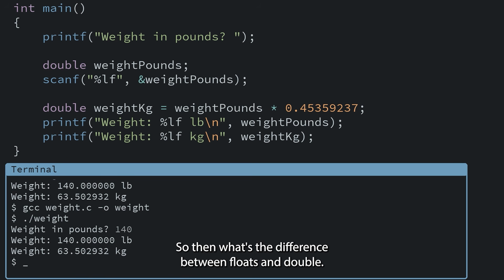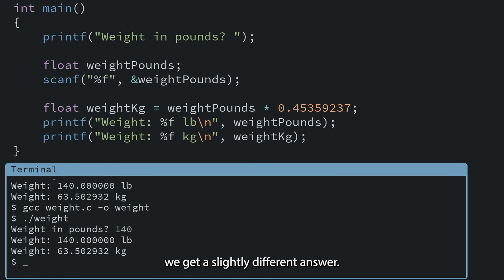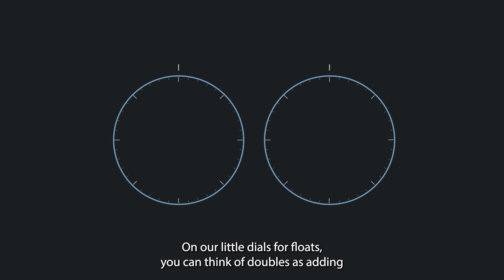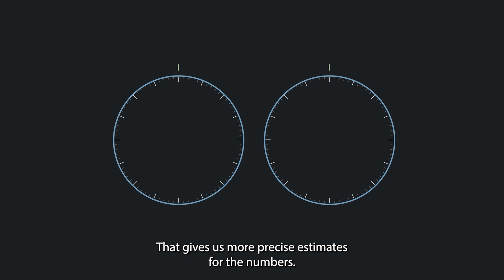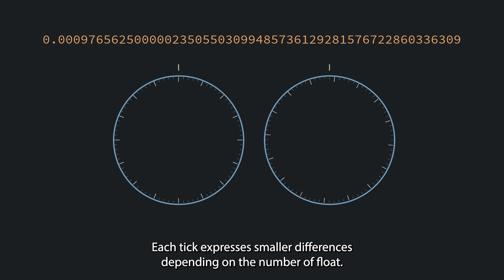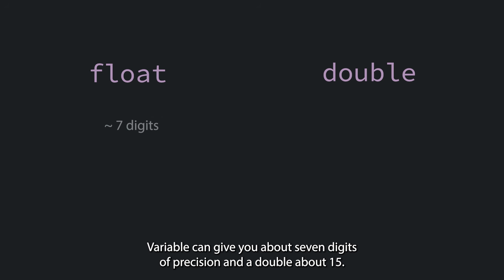So then what's the difference between floats and doubles? Well, when we run the float version, we get a slightly different answer. It's a little bit more wrong in its estimate. That's because doubles are more precise. On our little dials for floats, you can think of doubles as adding double the number of ticks. That gives us more precise estimates for the numbers. Each tick expresses smaller differences. Depending on the number, a float variable can give you about 7 digits of precision, and a double about 15.